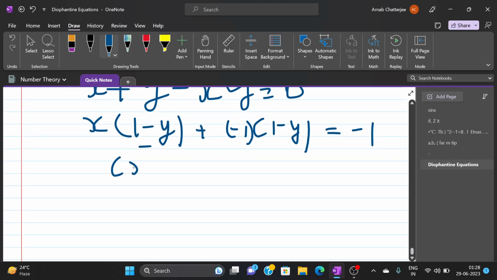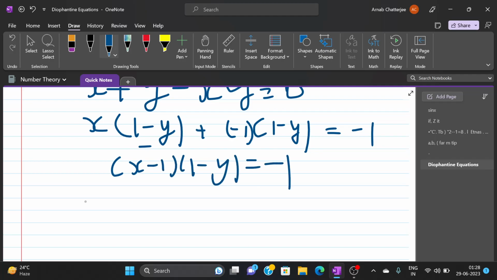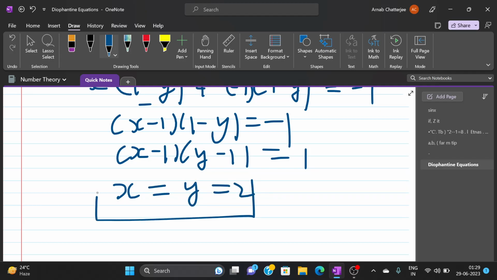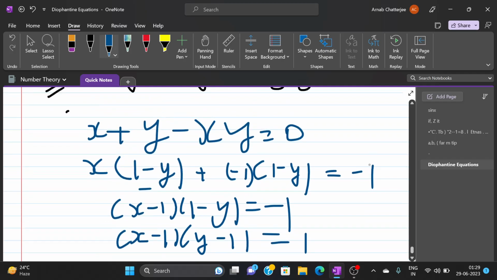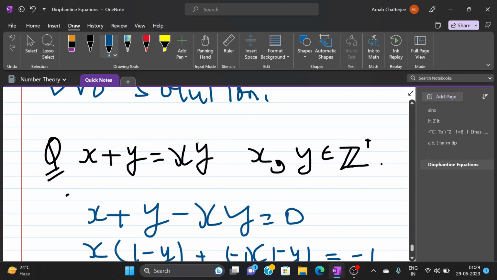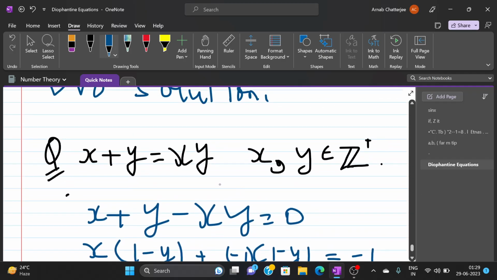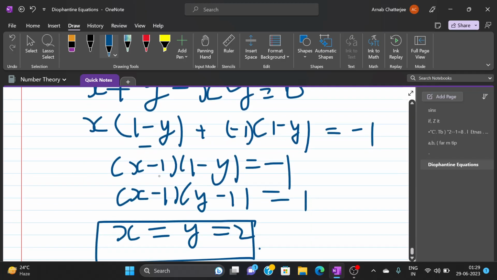So now what I have is x minus 1 into 1 minus y equal to minus 1, and cancelling minus on both the sides, we will have x minus 1 into y minus 1 equal to 1. So this is possible only when x equal to y equal to 2. So this is how this type of problem is done. Now I will be discussing a question with you where this approach will be used indirectly. We will convert the equation into some other equation. Let me take that question for you.